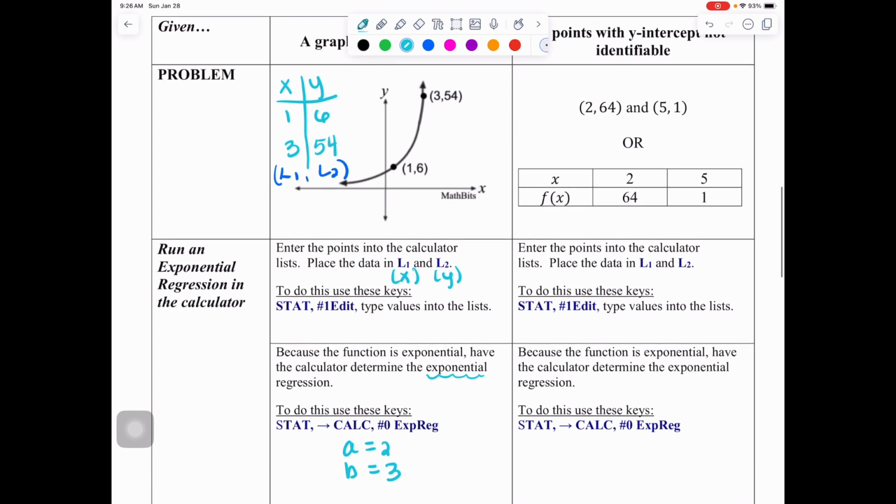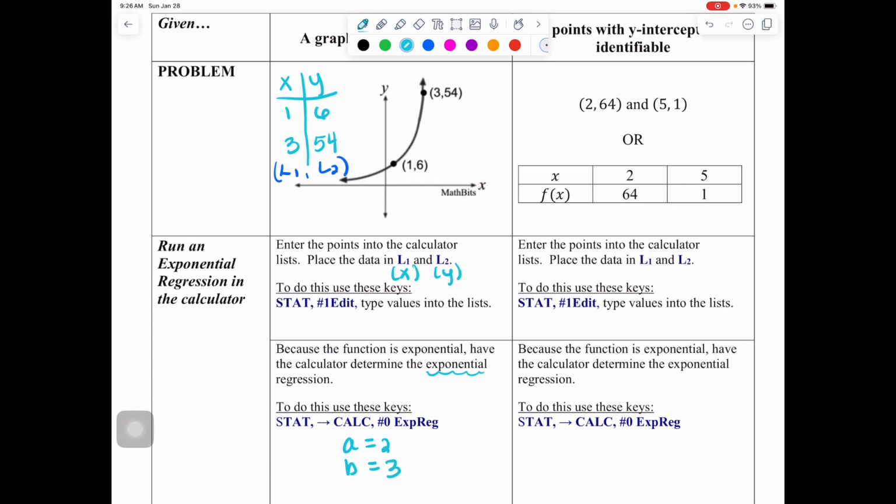So you're going to enter your points in L1 and L2. You're going to hit Stat, Edit to do that. And then you will calculate the exponential regression by doing Stat, Calculate, and choosing choice 0 to see if you can come up with your equation. So pause the video, try this one on your own, and then resume the video to go over your answers.